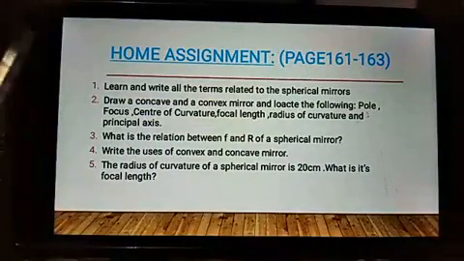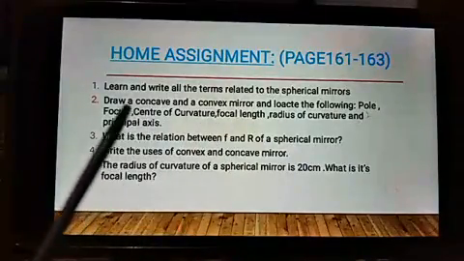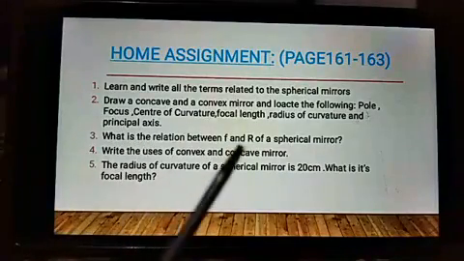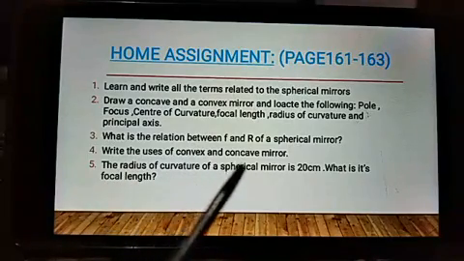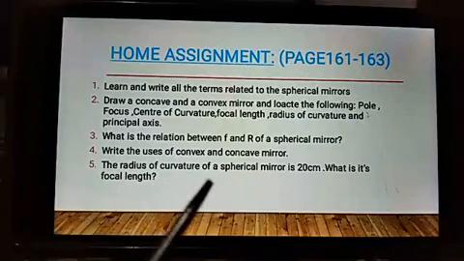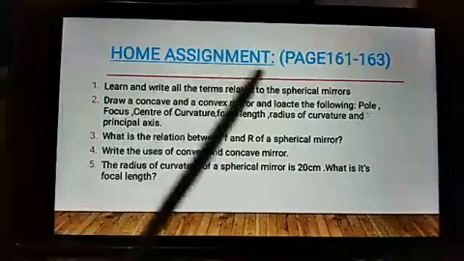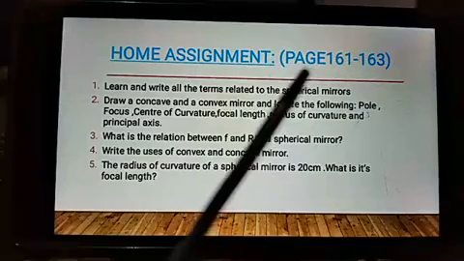So for your home assignment, learn all the terms related to spherical mirrors, draw convex and concave mirrors, locate the following. What is the relationship between F and R of a spherical mirror? Write the uses of convex and concave mirror. And there is a numerical, you have to solve this numerical. For the answers, you can refer to page number 161 and 163.